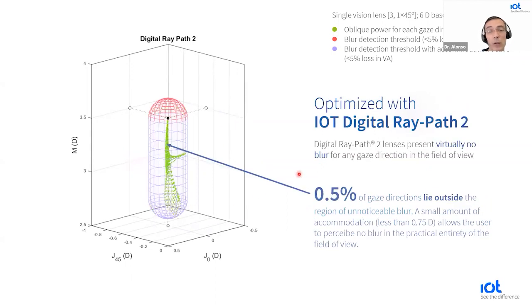And now the new technology, IoT Digital Ray Path 2, allows the cloud to shrink towards the vertical line passing through the target power. That means the astigmatism has been virtually removed, and we only have spherical error, but an amount of spherical error that can be compensated with accommodation. Only 0.5% of all the oblique directions are now outside this capsule. That means virtually all the field of view is free from discernible blur.